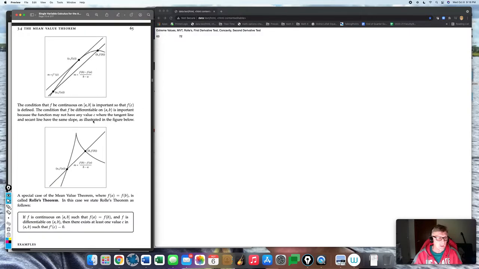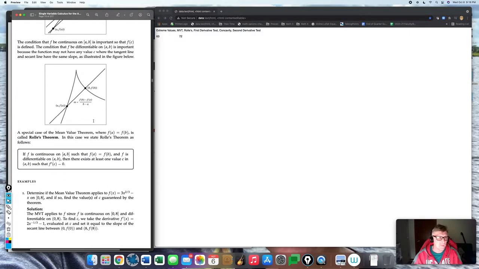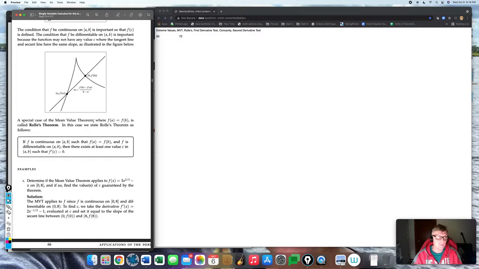Okay. So, but let me show you a picture of a function where the theorem does not apply. We talked about that earlier in the video, right? Theorem does not apply. Why does the theorem not apply to this function?